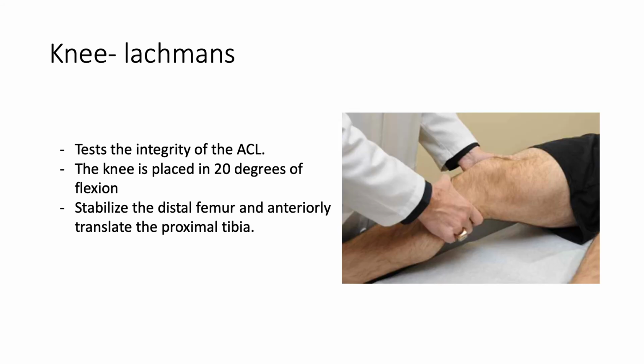For straight plane instability, anterior instability of the knee, the Lachman's is a very nice test. It tests the integrity of the anterior cruciate ligament, or the ACL. The knee is placed in 20 degrees of flexion. You stabilize the distal femur, and you anteriorly translate the proximal tibia. I have a tendency to hook my knee under the distal part of the femur, which helps provide me more stability, so it's easier on my hands.